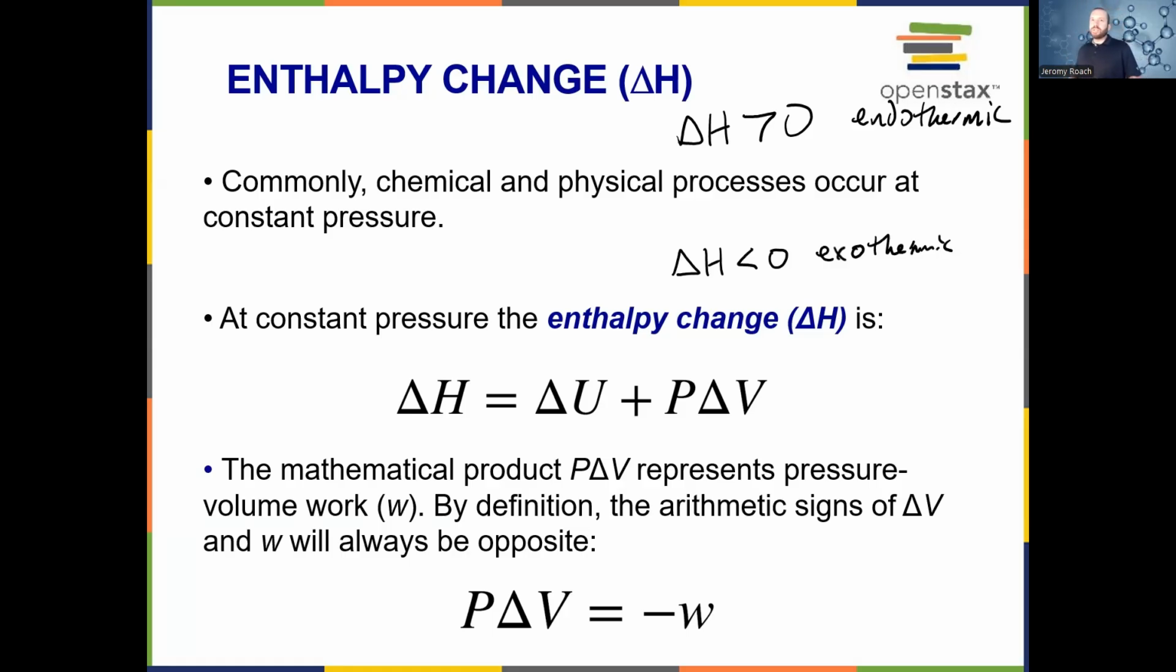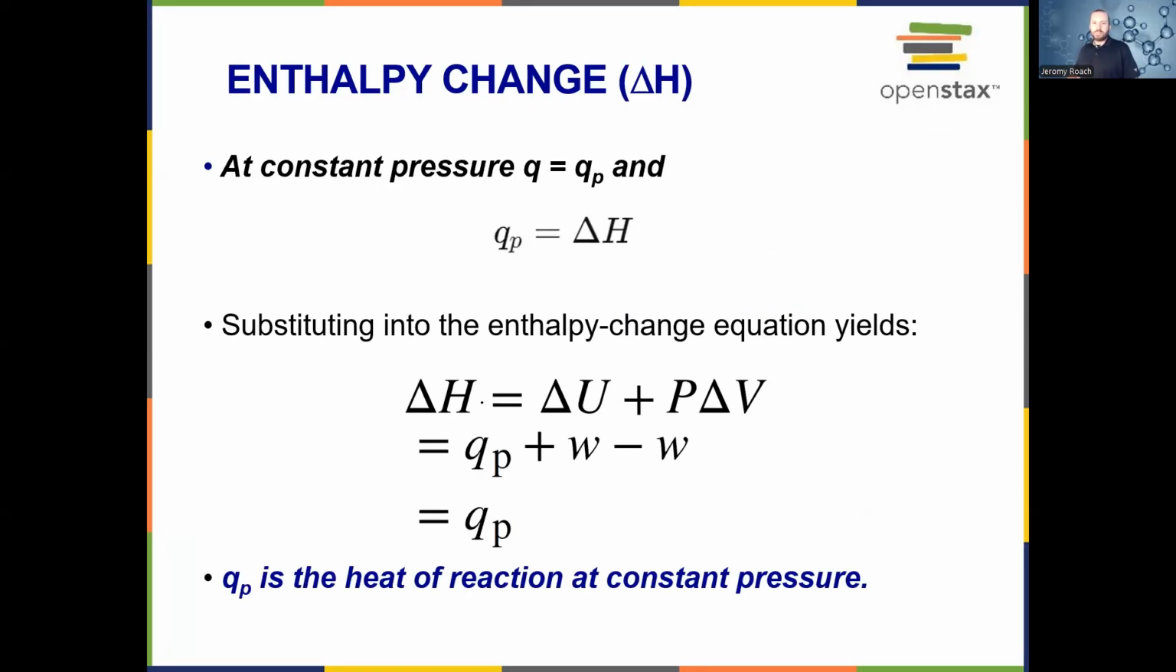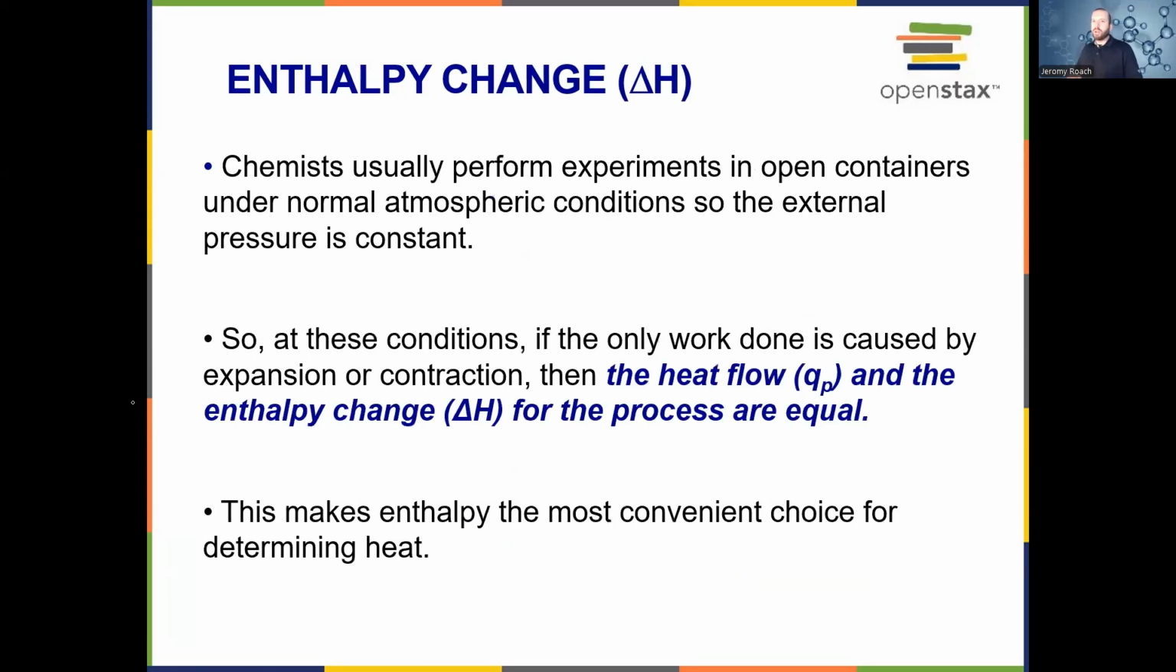We express the change in enthalpy in kilojoules per mole, and the sign tells us the direction of the heat flow. So again, at constant pressure, this is the change in enthalpy formula for constant pressure. This is just a quick proof on how we get that formula. That's a little bit less important, so we're going to move forward here.